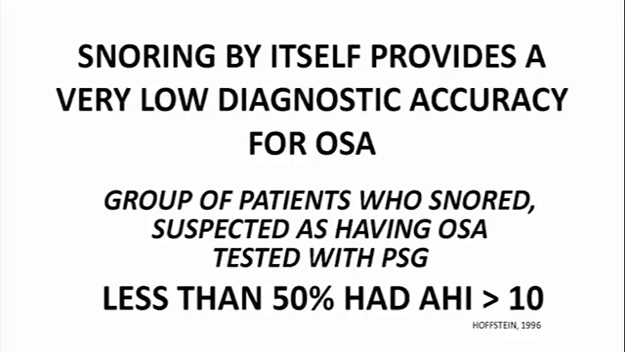Okay. So none, to severe sleep disturbance. Snoring by itself provides a very low diagnostic accuracy for obstructive sleep apnea. Remember, 40% of all people snore, 2 to 5% have apnea. So something like maybe 80 to 90% of the snorers don't have apnea. So Hofstein did a study in 1996. He took a group of patients who snored and were suspected of having obstructive sleep apnea. He tested them, and he found that less than 50% had an AHI greater than 10. So you can't predict.